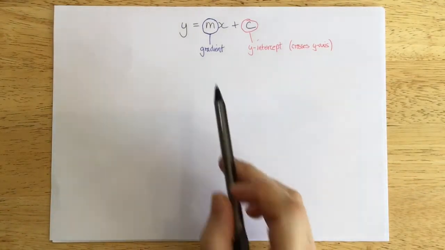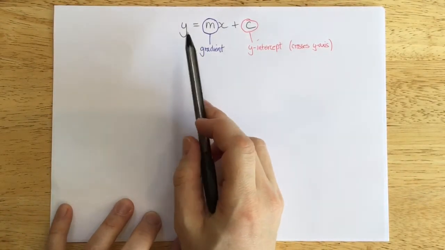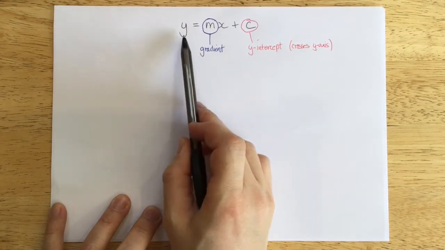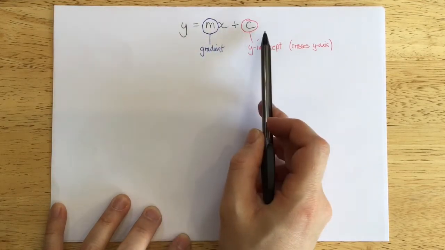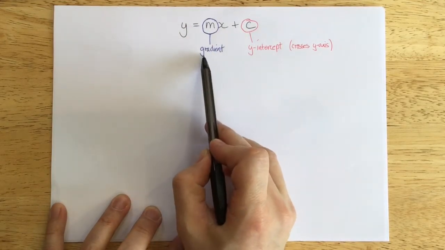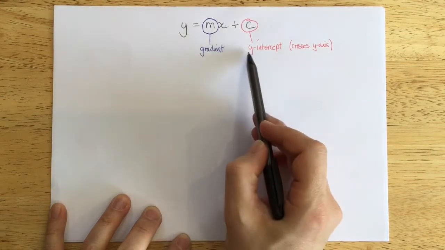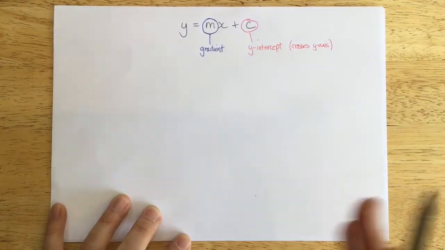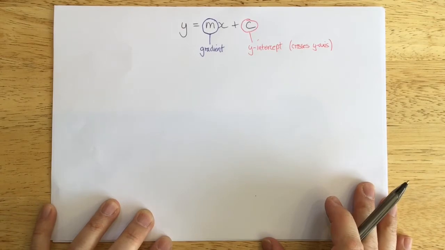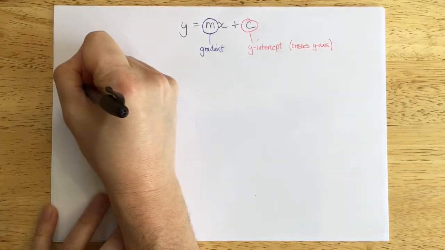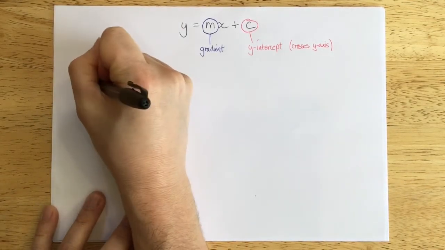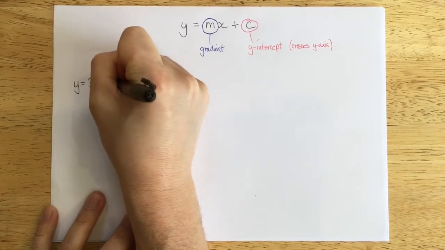So we're going to look at a few examples, I guess. And if we can compare any equation of a line to y equals mx plus c, then we should be able to work out what's the gradient of that line, where does it cross the y-axis, and so we'll have a rough idea what it looks like. So a couple of examples here. Try y equals 3x plus 2.